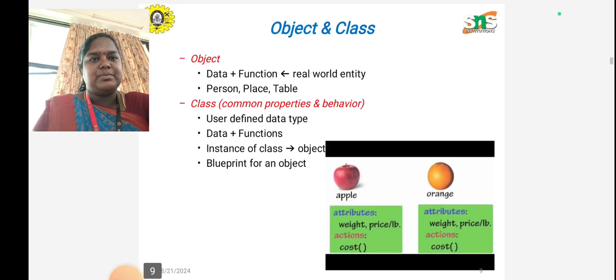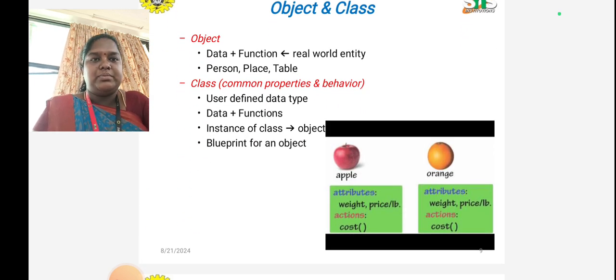What do object and class mean? Object means it is data plus function. We are using a real world entity plus data plus a function as an object. Person, place, table are all objects. Class means common properties and common behavior. A class is a user defined data type, data plus functions. An instance of a class is an object, and the blueprint for an object is called a class.